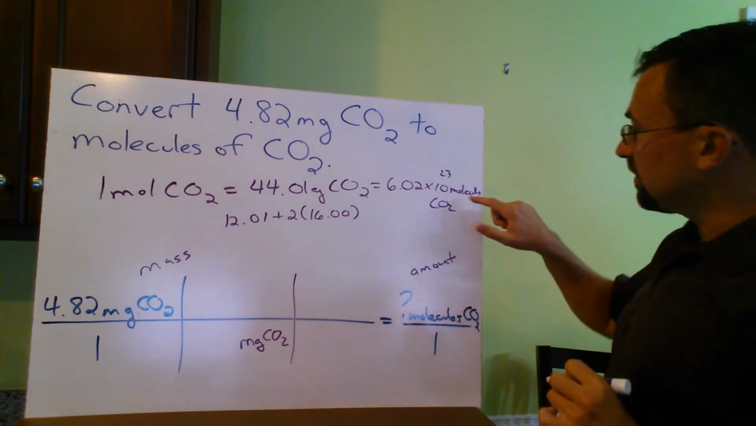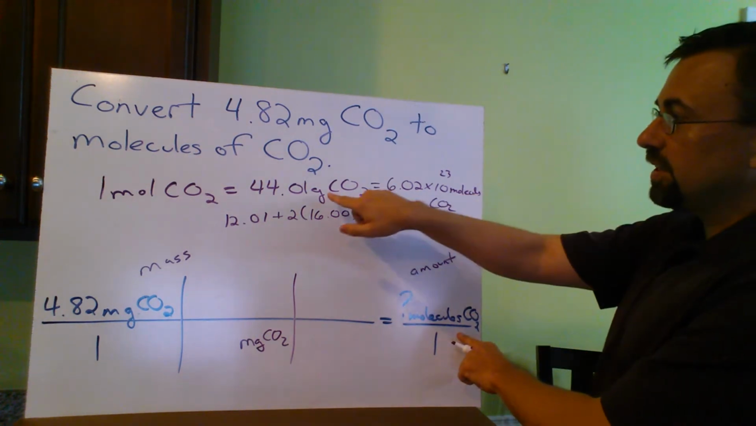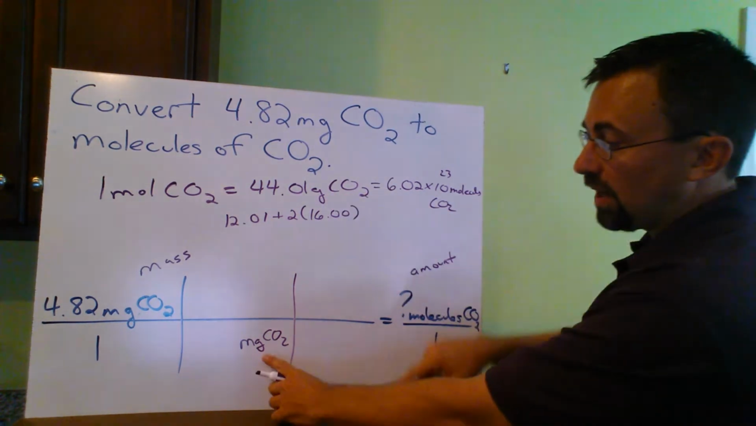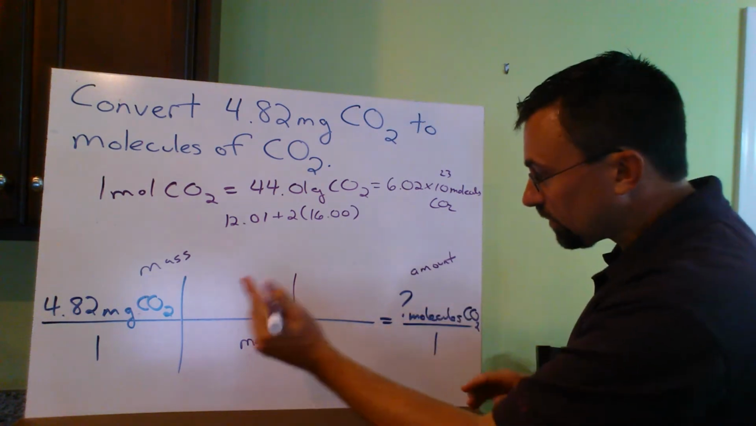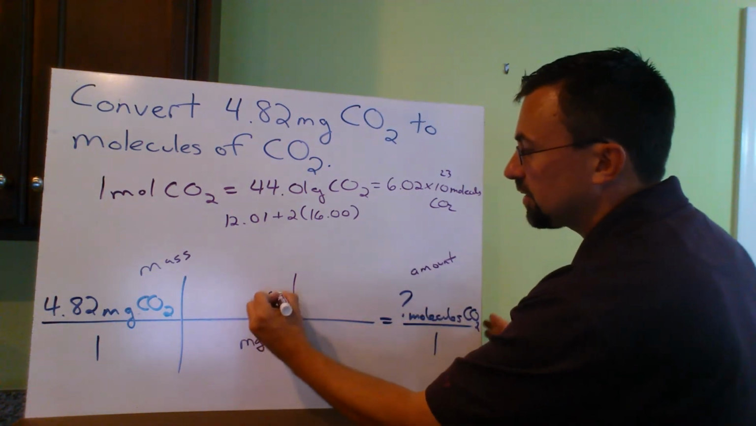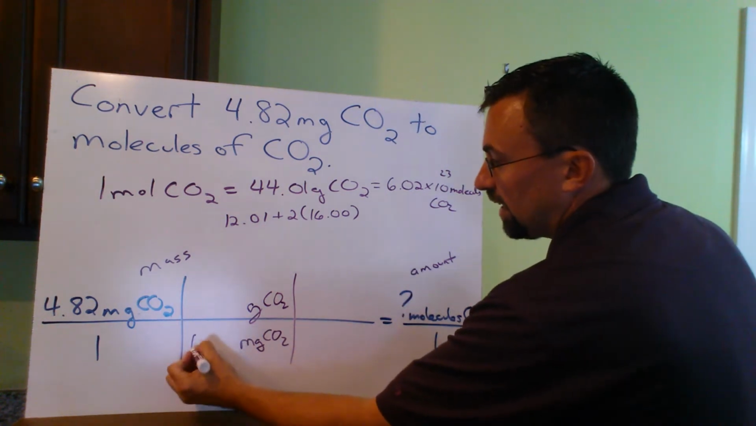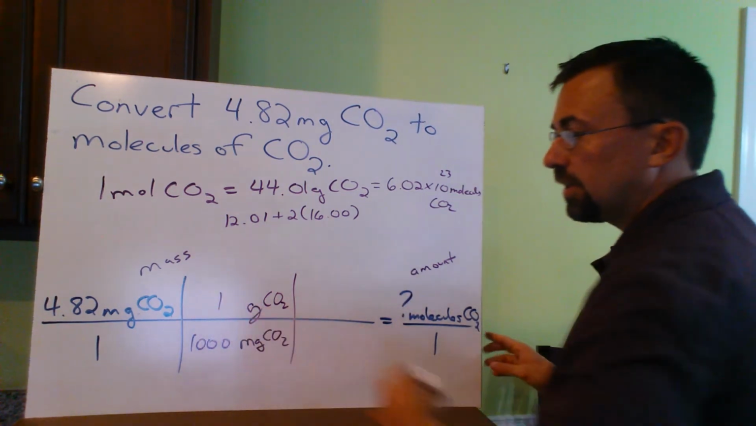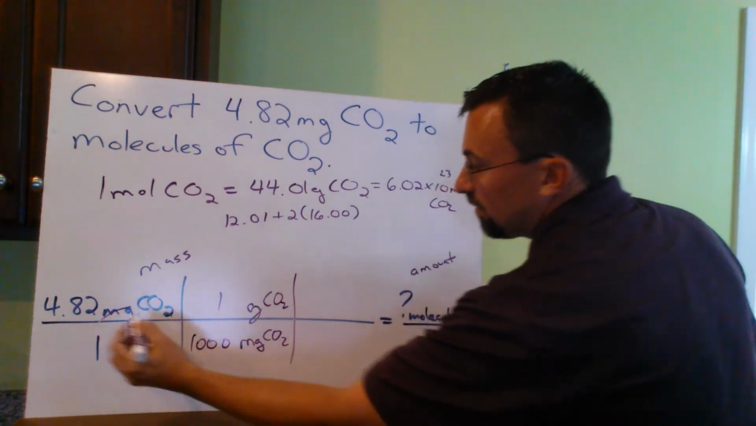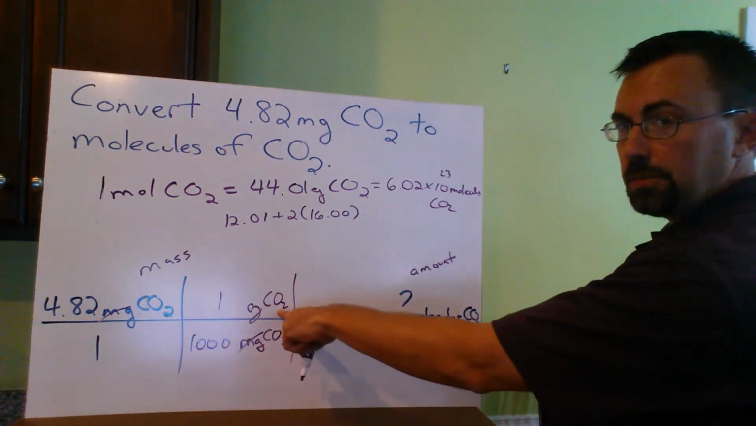And this is good. This gives me my molecules, and it relates it to a mass, which is grams. Now, I don't have grams, I have milligrams. Do we have a direct relationship between milligrams and grams? I hope so. That's the metric system. So 1,000 milligrams is 1 gram. We now have grams of CO2.